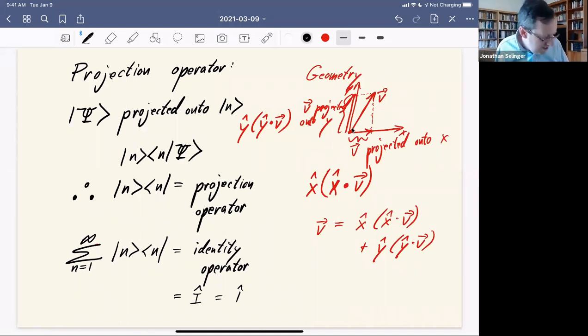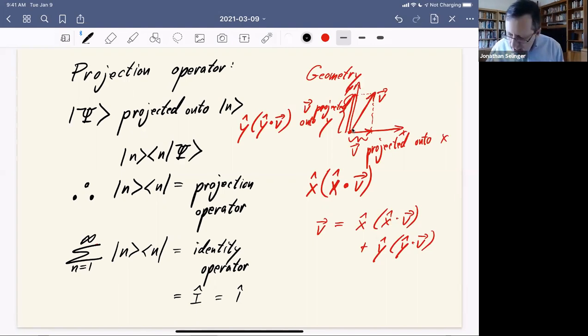How am I doing on time? Actually, I'm almost out of time. I think I'm going to stop here because I'm about to start something bigger.